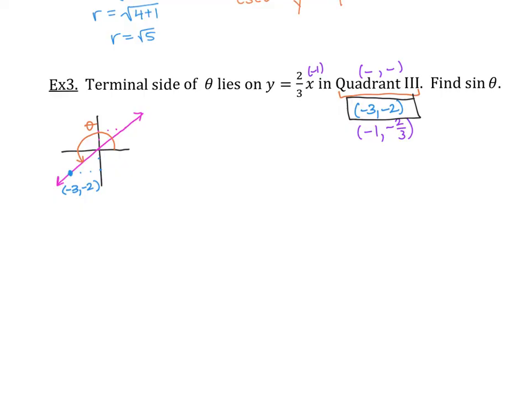Okay, after all that, all I wanted was the ordered pair. Because I'm using the ordered pair (-3, -2), I'm going to go ahead and find r. And if you want to try it with (-1, -2/3), you might want to try it just to show that we're going to get the same final answers, even though we'll get a different r. We'll get the same ratios. So x squared plus y squared.